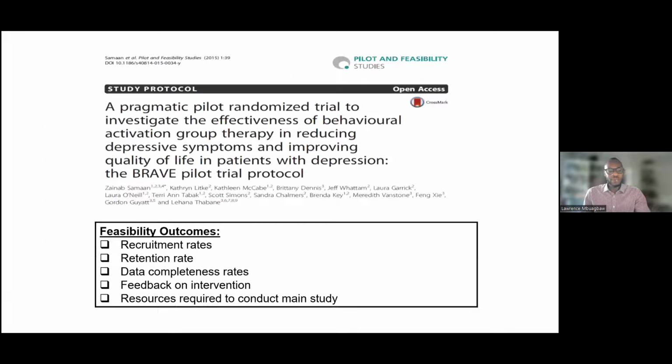So here are some examples of pilot studies that have been conducted with key feasibility outcomes, which are very important to report in the pilot study, and it is generally recommended that these be reported as primary. This study here on a depression intervention looked at recruitment rates, retention rates, data completeness rates, feedback on the intervention, and the resources required to conduct the main study. So some of the issues we've mentioned earlier on.